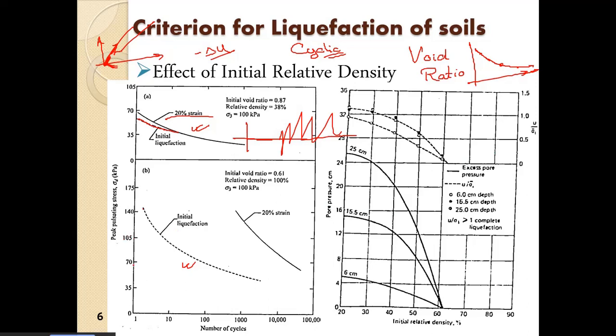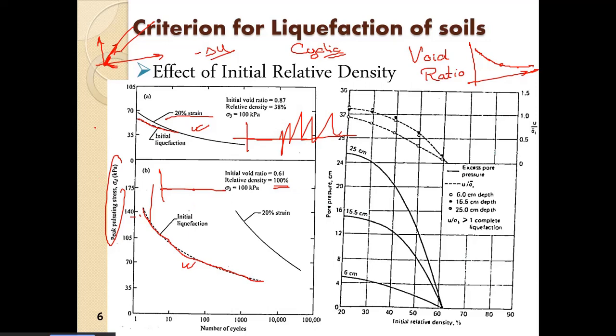But when the relative density is high, almost 100, so it is totally compacted sand, you can see that initial liquefaction we have achieved here. It is almost comparable. Of course, the pulsating stress is significantly high, but the numbers of cycles are almost comparable. You can note that the pulsating stress is high. So here initial liquefaction is achieved, and if I draw the axial strain now, here we have achieved initial liquefaction.